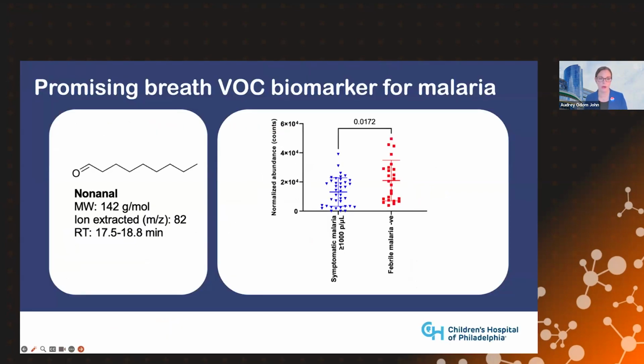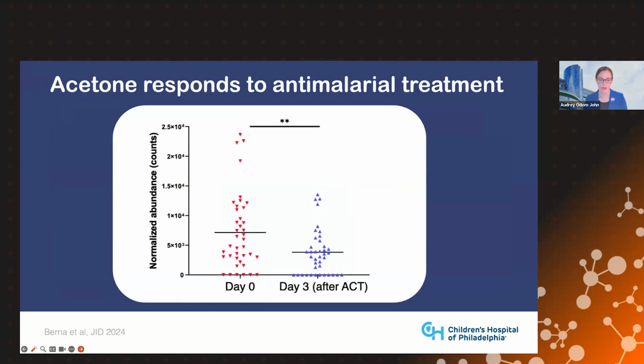Here we go. We have identified some promising breath biomarkers for malaria from this. Nonanol was a compound that arose in our original pilot study, and we were able to again confirm that this is a compound that is specifically enriched in the breath, or specifically distinct in the breath, of children with malaria. In this case, you can see the symptomatic malaria negative children versus the symptomatic children with malaria versus the febrile malaria negative children, and you can see the clear differences in this compound between those two groups.